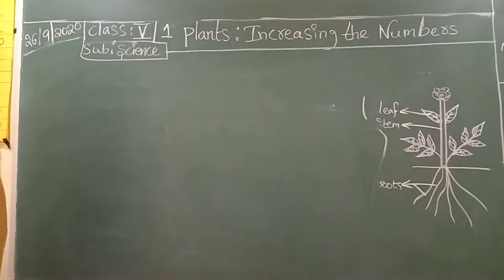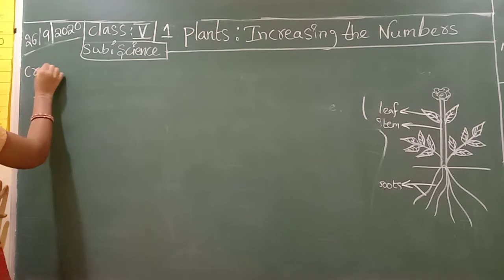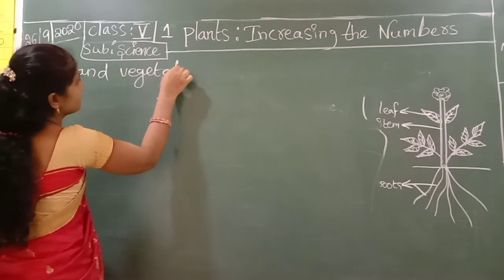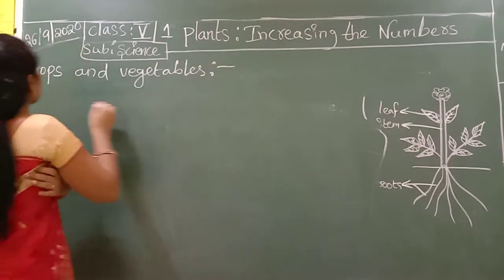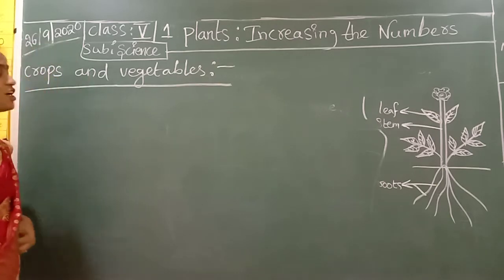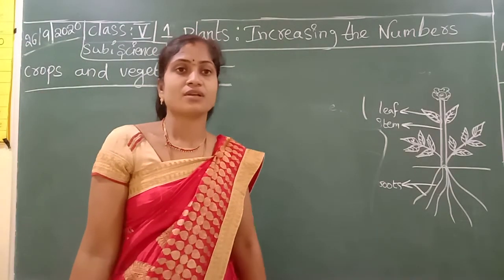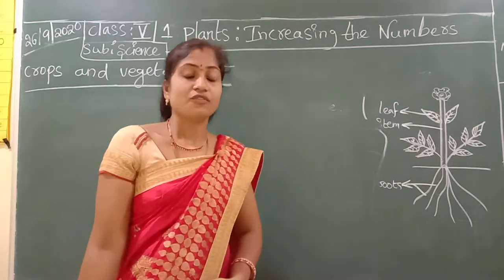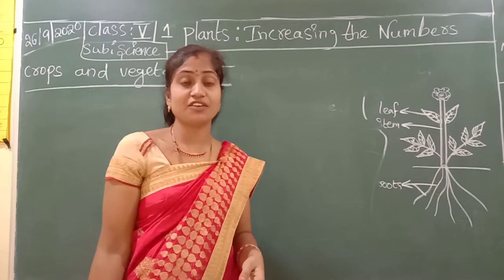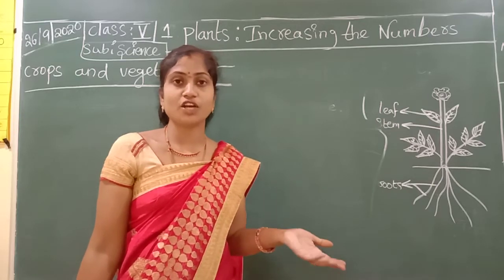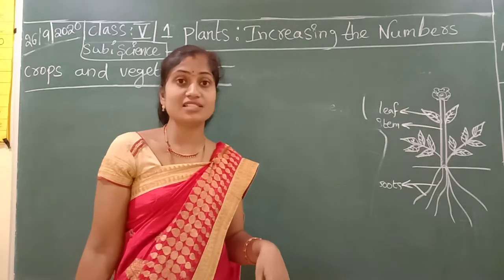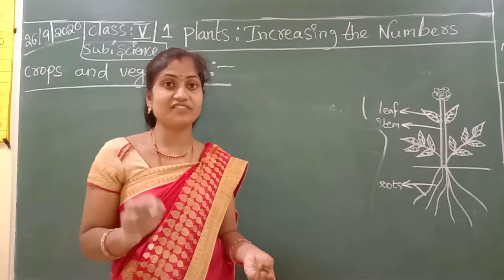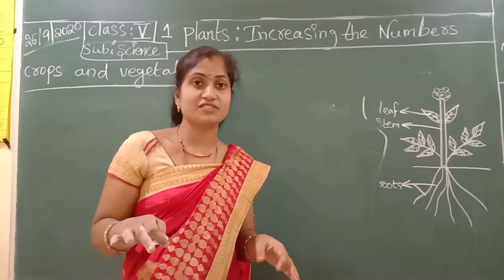Crops and vegetables. Another topic name, crops and vegetables. Okay, crops. Crops means what? Think once. We are getting food. How are we getting food? Farmers growing so many crops. So they produce food for us. Daily we are eating rice, wheat, chapatis. We are making chapatis with wheat flour.